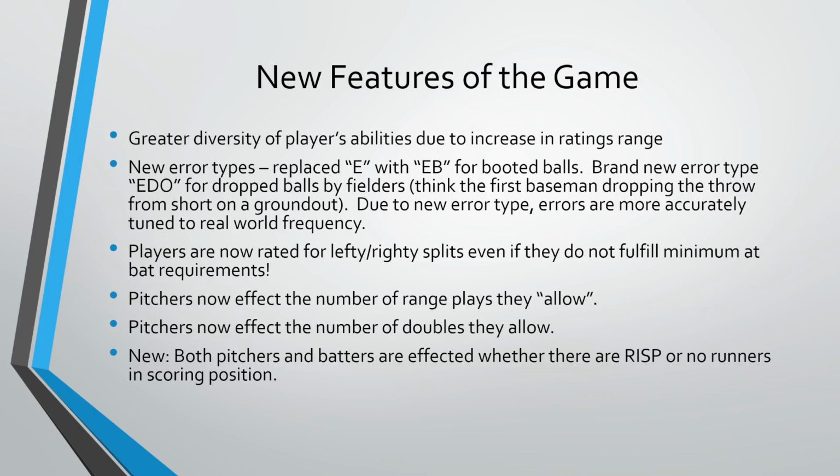Players are now rated for lefty-righty splits even if they do not fulfill minimum at-bat requirements. I love this. Now, I know Chris put this in the game because he didn't want people to take advantage of the system. You didn't want to be like in other games where I've got a guy who went 5 for 7 as a lefty against lefty pitching, so I'm going to bring him up as a pinch hitter in the bottom of the 9th inning in Game 7 of the World Series and take advantage of that 5 for 7, even though every other year the guy proved to be terrible against lefty pitchers. I'm going to take advantage of this small sample size and milk this system.